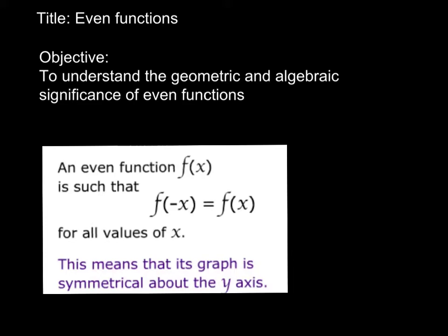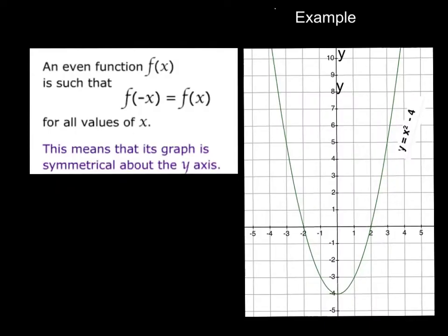Let us look at some examples. For example, the graph y equals x squared minus 4. The y-axis there is the mirror line. So it is said to be even when the y-axis is the mirror line. Once you reflect this curve into the y-axis, it should fit exactly on the other side.